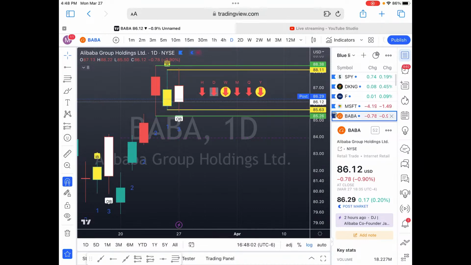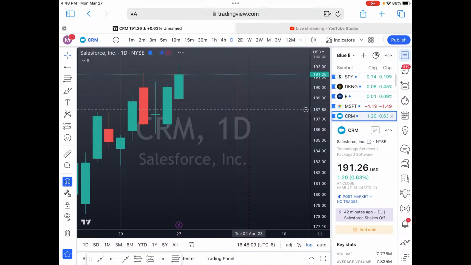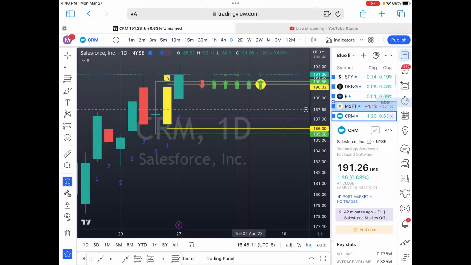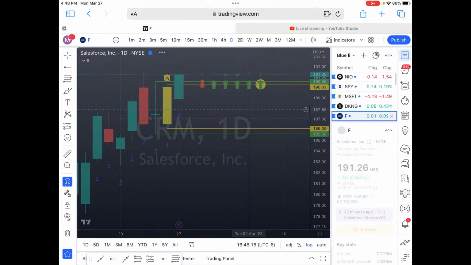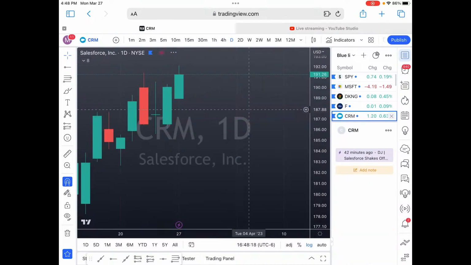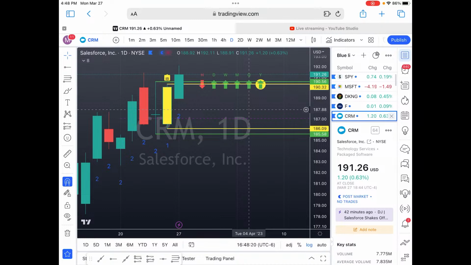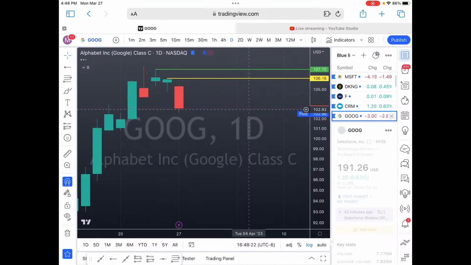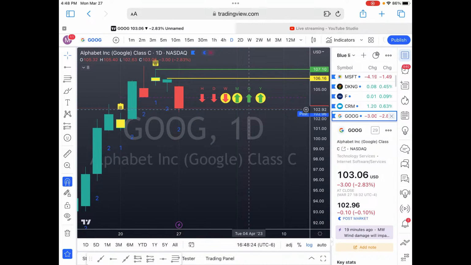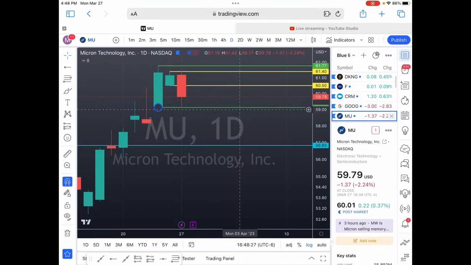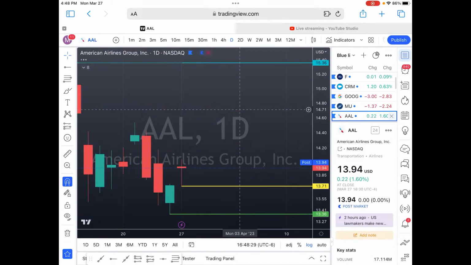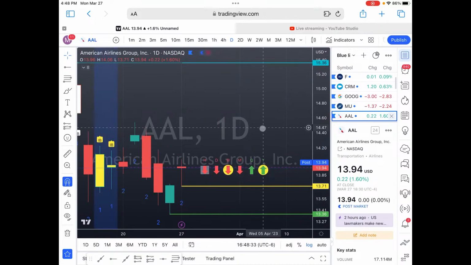Alibaba, I'm going to take out of here. And we're going to move on to CRM. CRM I'm actually going to take off as well. It doesn't look like there's a setup there. What is going on here? Okay. We'll move on to American Airlines.